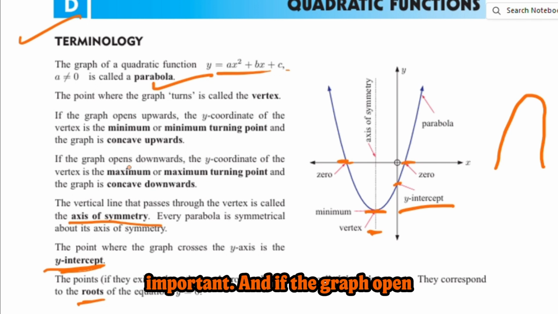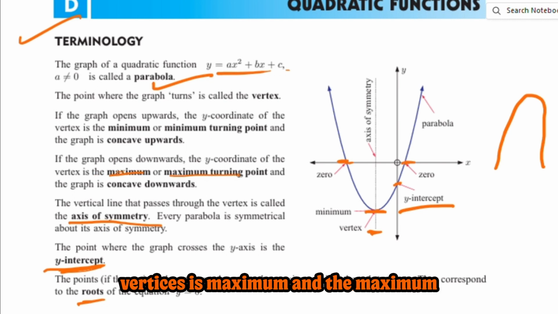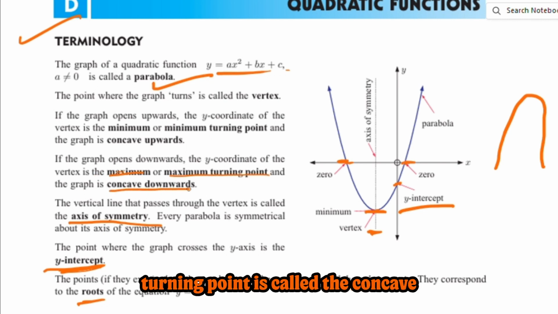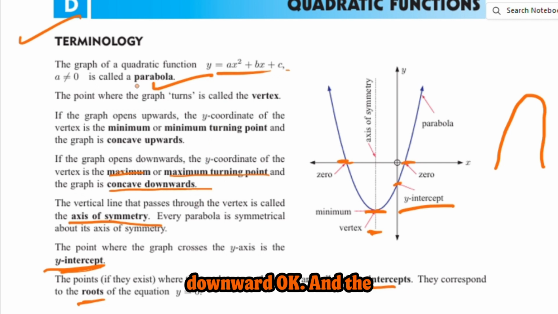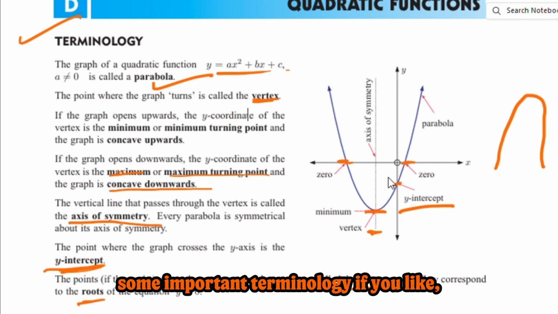This is very important. If the graph opens downward, the y-coordinate at the vertex is a maximum, and the maximum turning point is concave downward. The point where the graph turns is called the vertex. So these are some important terminology.